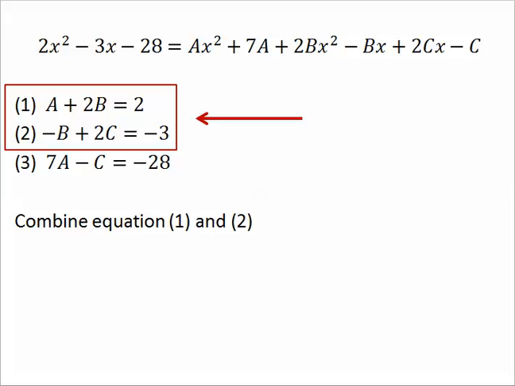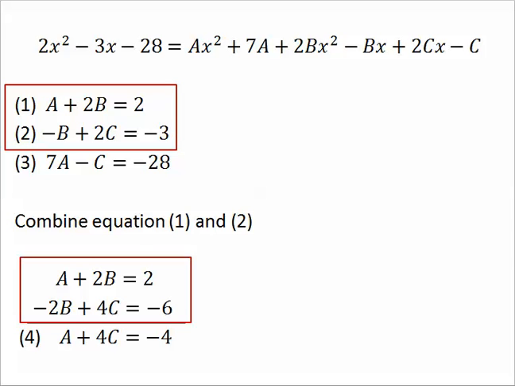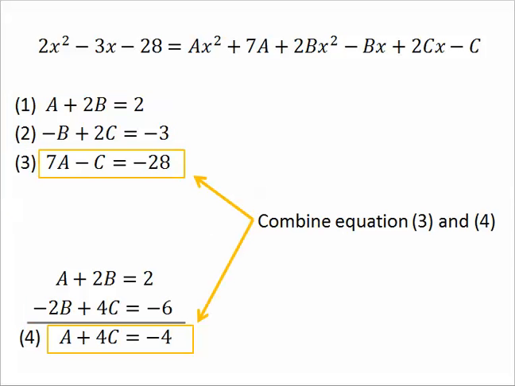We are next going to combine equation 1 and 2. With equation 2, we are going to multiply it by 2. When we multiply equation 2 by 2, I have negative 2b plus 4c equals negative 6. Adding that to equation 1, and I get a new equation that I'm going to call equation 4. Next, I'm going to take that new equation 4 and combine it with equation 3.